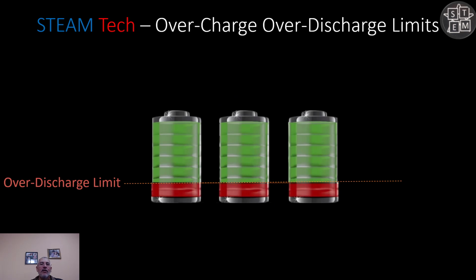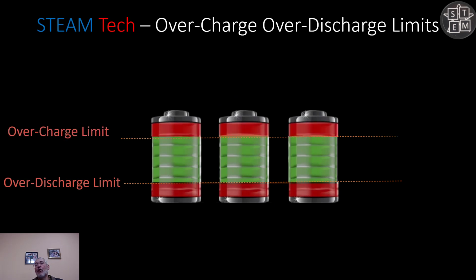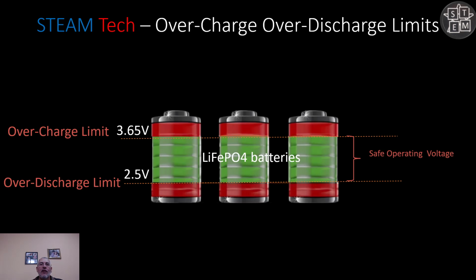So these are the limits that we should pay attention to. And when we develop our battery management system, we'll be using these limits. I just took, for example, the LiFePO4 battery here, the lithium-ion phosphate battery, as an example. For the threshold, you don't want to go below 2.5 volts. That's the over-discharge limit, and you don't want to go above 3.65 volts. So basically this range from 2.5 to 3.65 is your safe operating voltage.